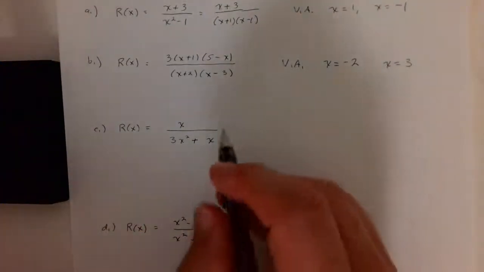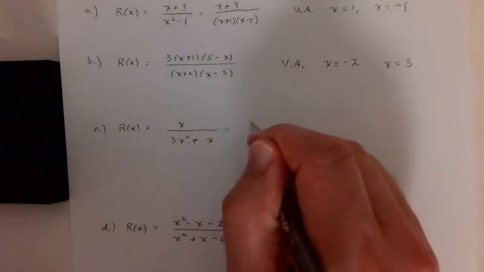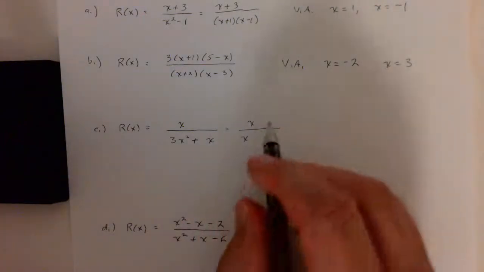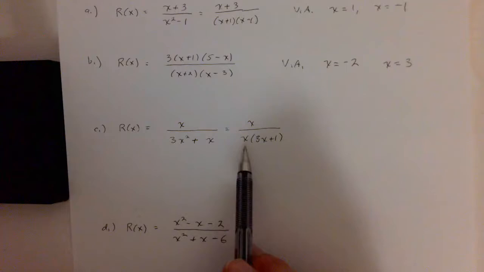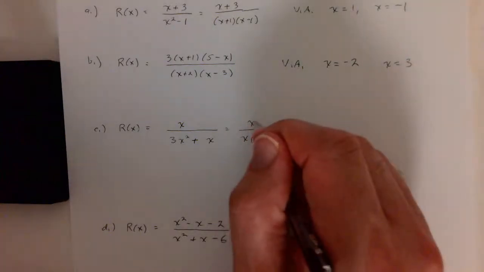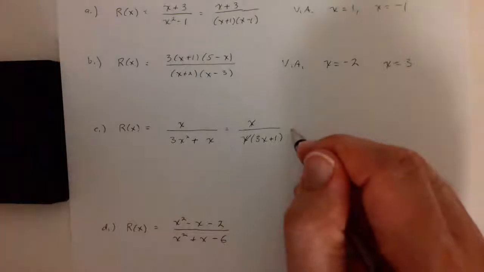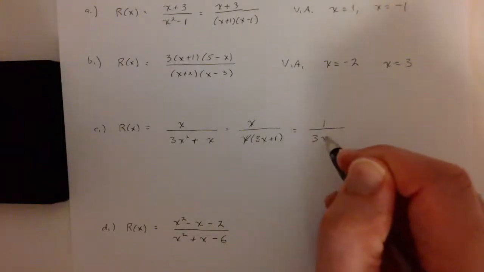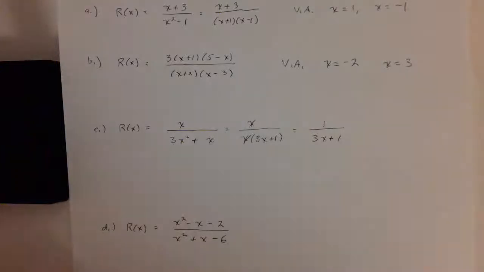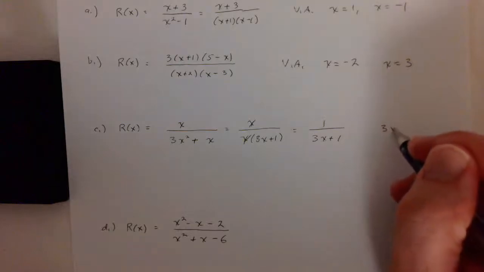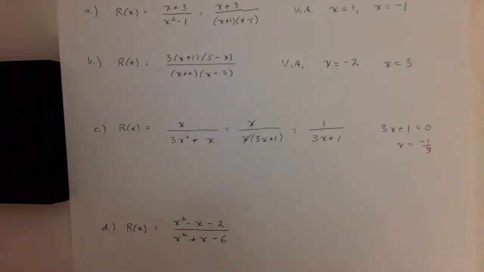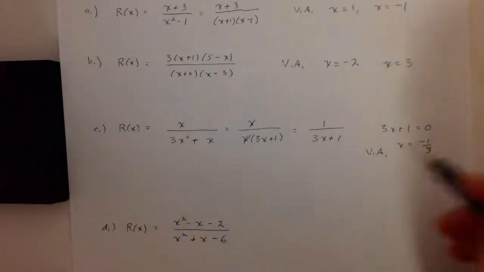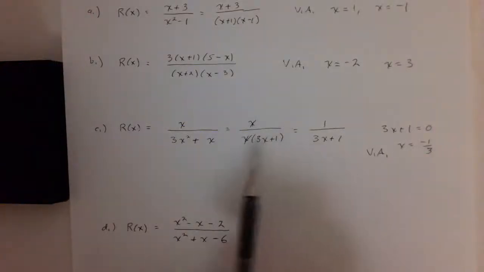Part C is when things get a little different. We can factor out an x from the denominator, and we get 3x plus 1. So this is not in reduced terms because we can cancel out the x's, and this becomes 1 over 3x plus 1. And then that's in lowest terms, or in reduced form. So then you set 3x plus 1 equals 0. You get x equals negative 1/3, and that's the vertical asymptote. x equals 0 is not going to be a vertical asymptote.